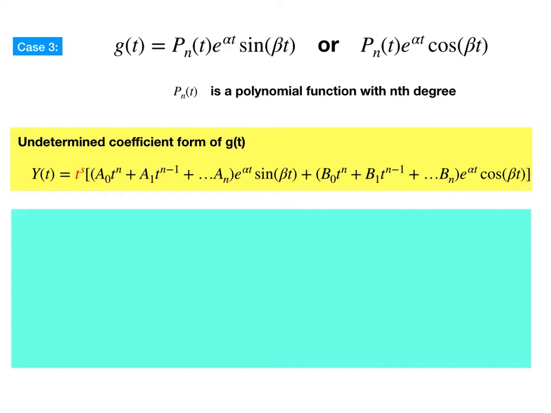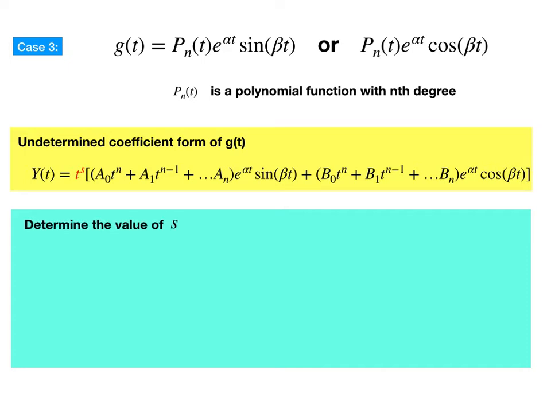Polynomial, exponential, sine, and keep in mind that even though in your non-homogeneous part you only see one function, sine or cosine, in your undetermined coefficient form you need to include both, right? You can see that you have polynomial functions first, and then exponential function, and then sine, and you add another polynomial function, exponential function, and cosine. So you always have to include both sine and cosine along with exponential function and polynomial functions.